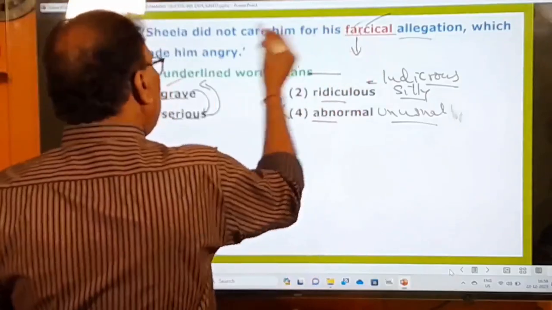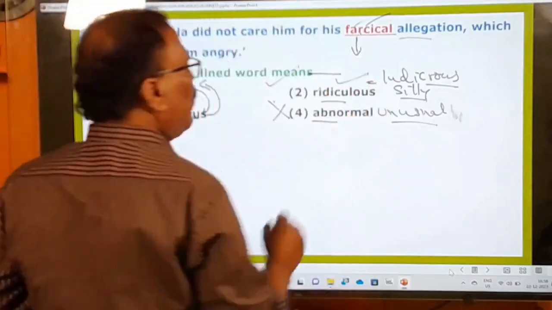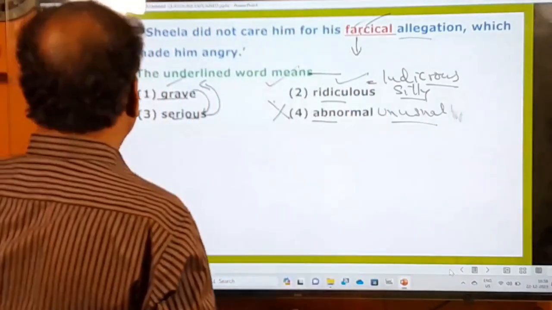And this word doesn't give the meanings of these words, grave, serious, abnormal. It gives only the meaning of ridiculous. Now, let's move on to the other questions.